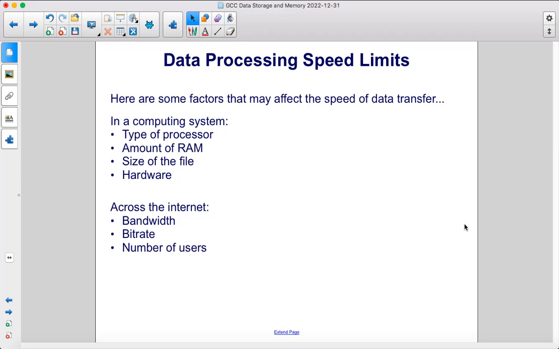Here are some factors that may affect the speed of data transfer. In a computing system, the type of processor, the amount of RAM, the size of the file, and hardware. Across the internet, we have bandwidth, bit rate, and the number of users.